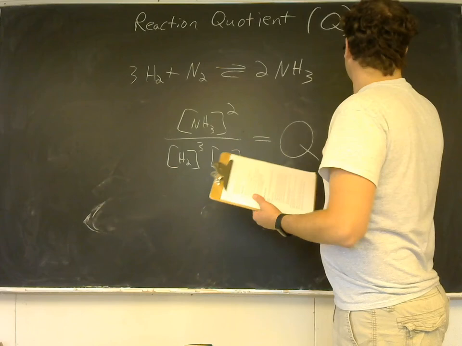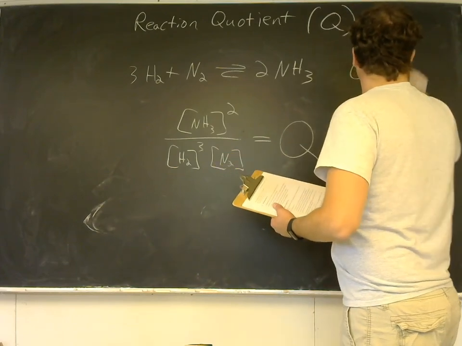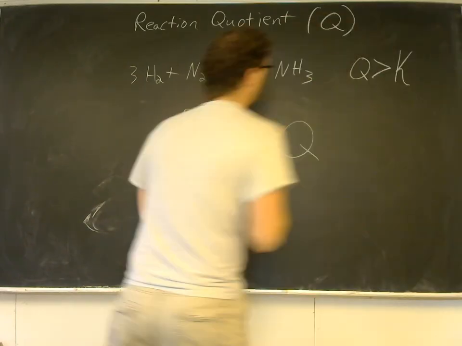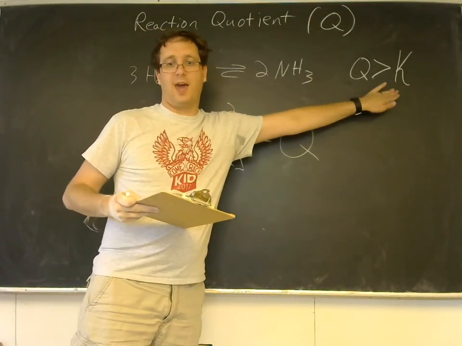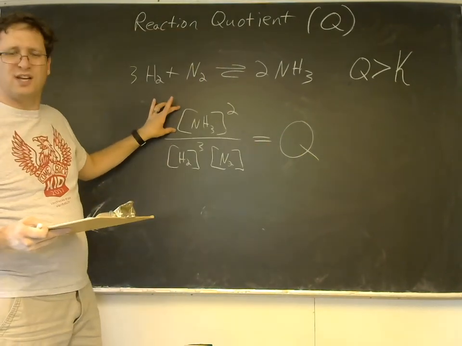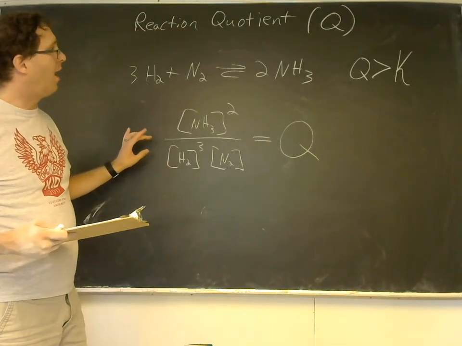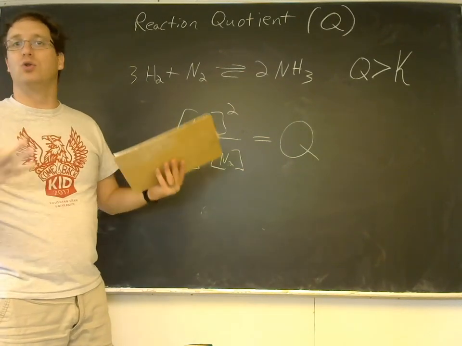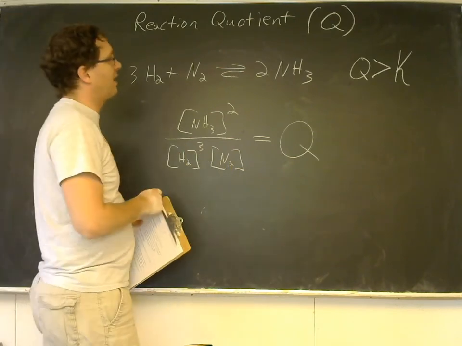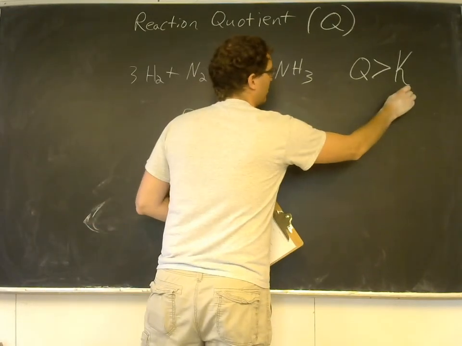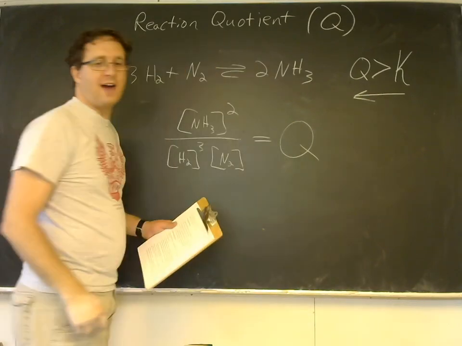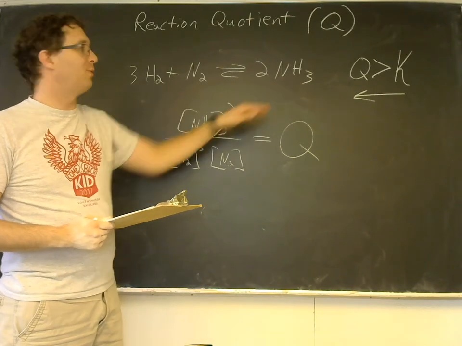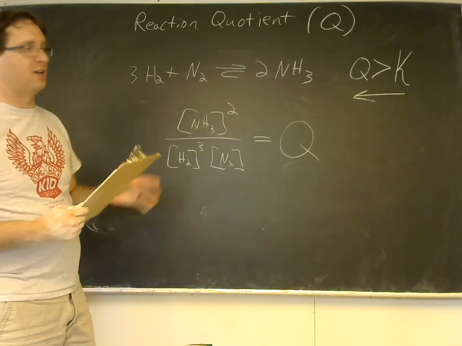So let's consider if Q is greater than K. For this reaction, if Q is greater than K, then that means that the concentration of ammonia is too high, the concentrations of hydrogen and nitrogen are too low. And so if Q is greater than K, we can predict that this reaction will shift toward the left in order to reach equilibrium. We'll need to consume some of that extra ammonia. We'll need to generate more hydrogen and nitrogen.